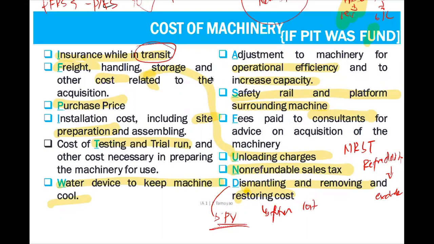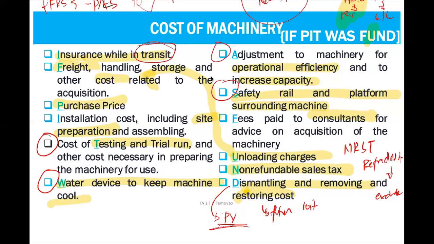What's new here in your cost of machinery? Actually, this one, cost of testing, water device, adjustments, safety rail and platform. All other else are almost the same. Alam mong attributable siya. Ang bago lang talaga dito, yung testing and trial run. Bakit uli? Kasi nga, kailangan natin i-test if that particular machine is really working effectively. If not, then pwede nating i-return.